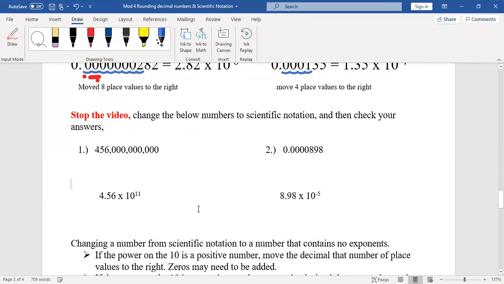How'd you do? 4.56 times 10 to the 11th, 8.98 times 10 to the negative 5.